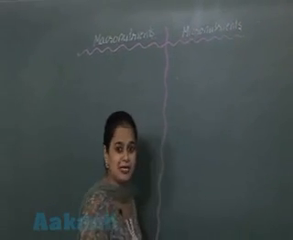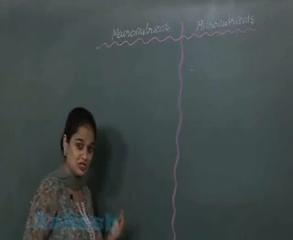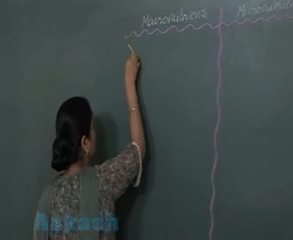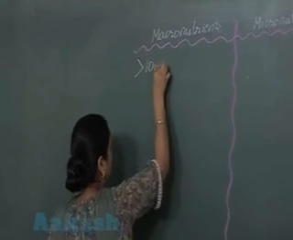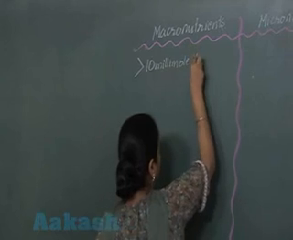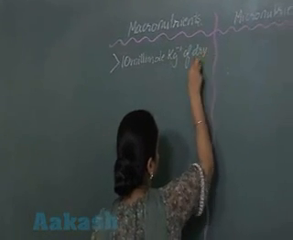Macronutrients, अभी जैसे बताया, they are present in the plant, they are required by the plant in large amounts, they are present in the plant in more than 10 millimole per kg of dry matter.